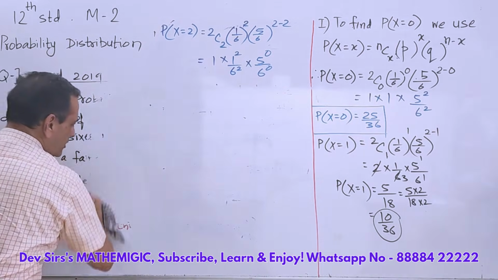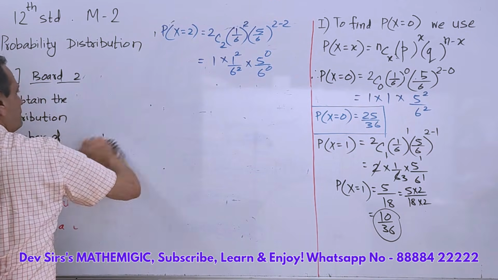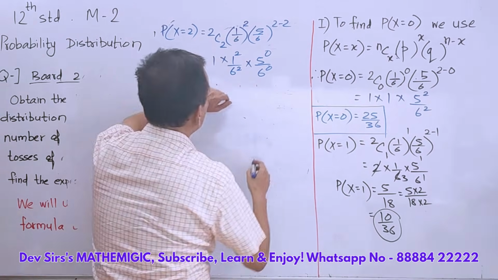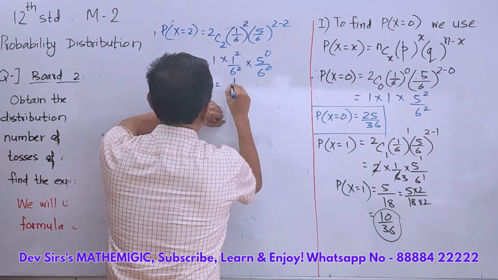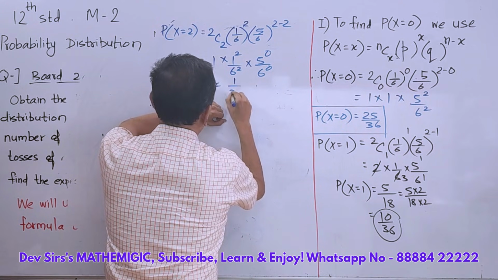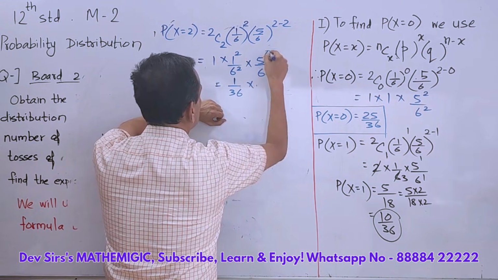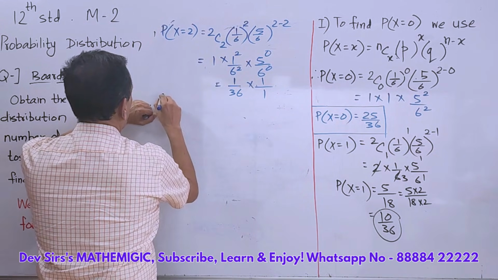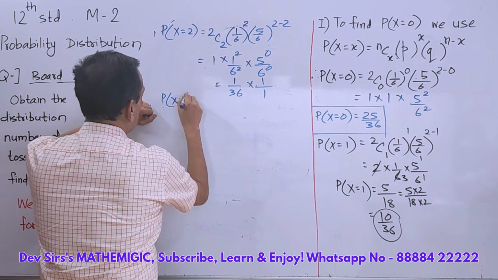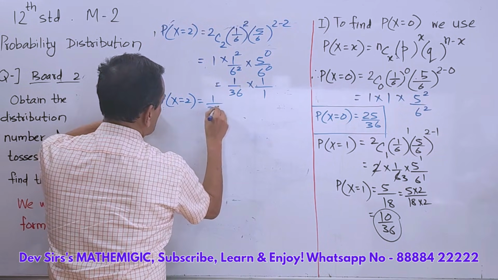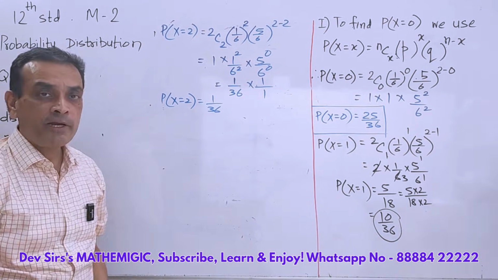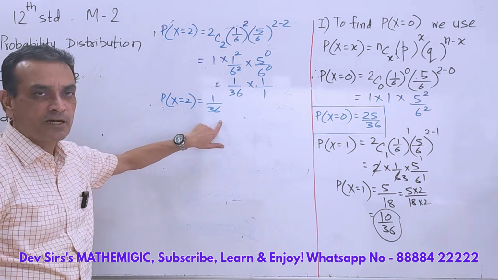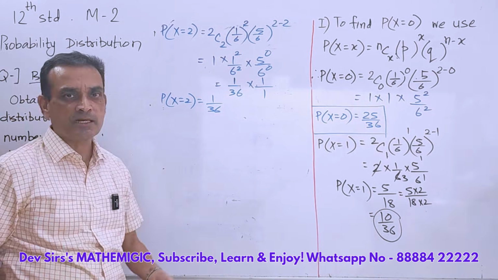I'll drop all this because main काम तो हो गया है अभी. So 1 squared is 1, 6 squared is 36. Anything raised to 0 is 1. So P of x equal to 2 is 1 by 36. यानी probability that both 6s will be there is 1 by 36. कम है, कम probability है दोनों 6 आने वाले.